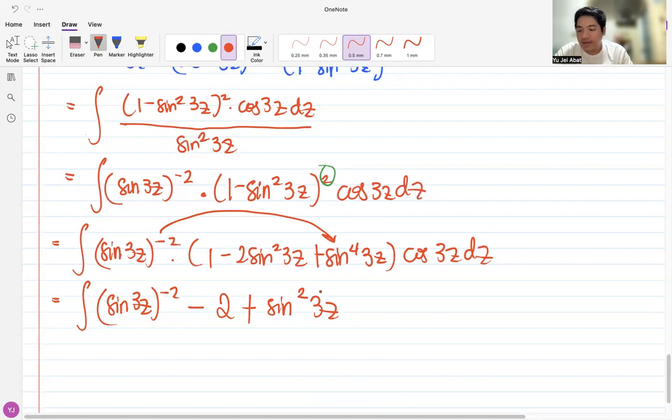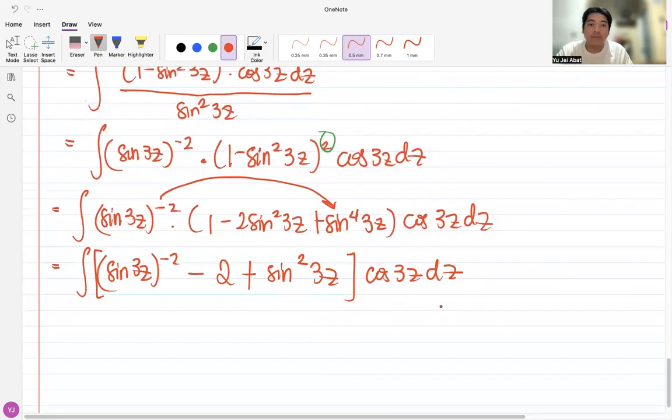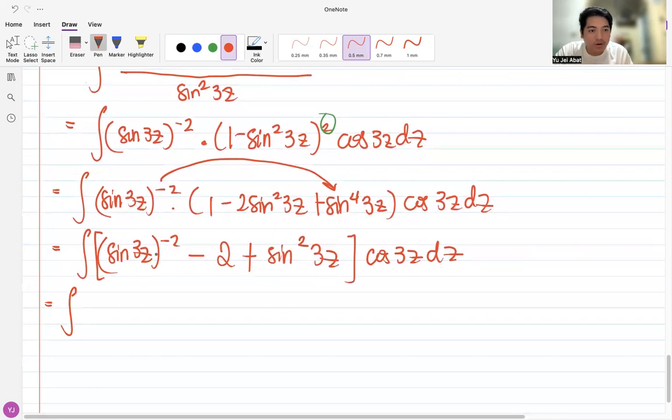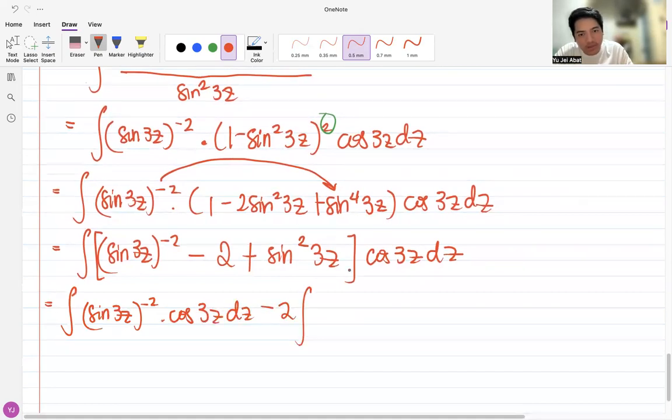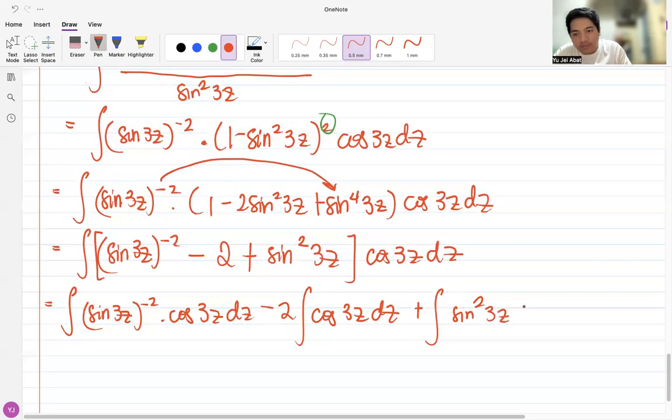So that's going to be our answer for this. Not really the answer, but the simplification of the multiplication that we have done. And then we have cosine of 3z dz. So the same old process, I'm going to distribute cosine 3z. So it becomes the integral of sine of 3z raised to negative 2 cosine 3z dz minus 2 integral of cosine of 3z dz plus integral of sine squared of 3z cosine of 3z dz.